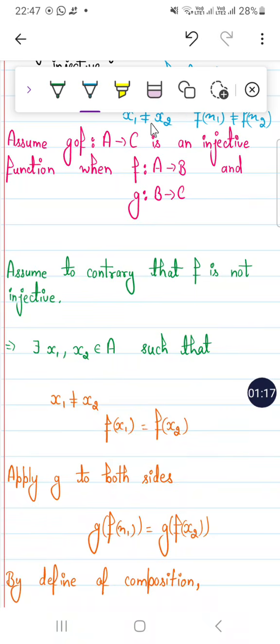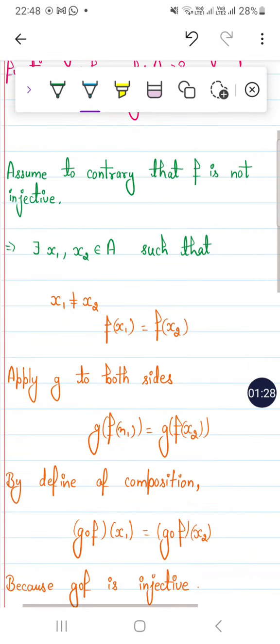If f is injective, then x1 is not equal to x2 implies f of x1 is not equal to f of x2. But here f of x1 is equal to f of x2. Applying g to both sides, this implies that g of f of x1 is equal to g of f of x2.